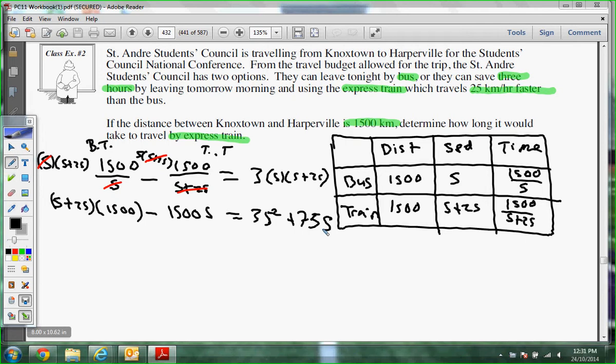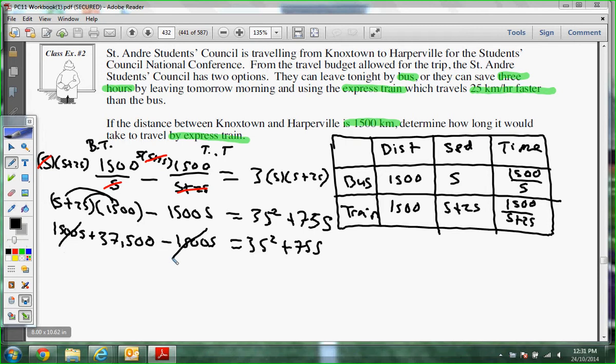Okay. So I need to multiply this here. So 1,500 times 25, that's 37,500. And then 1,500S minus 1,500S. Okay, so you can see the 1,500S's go away.